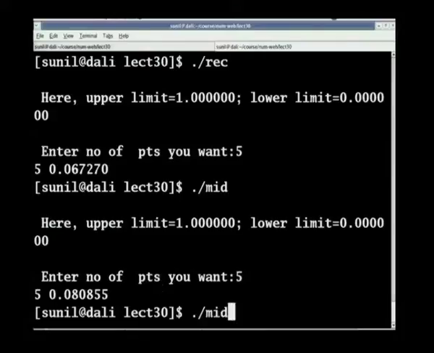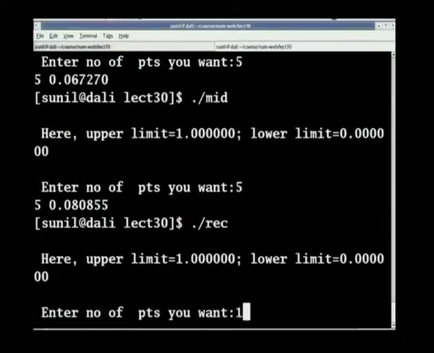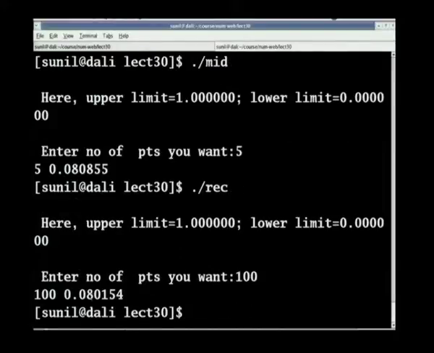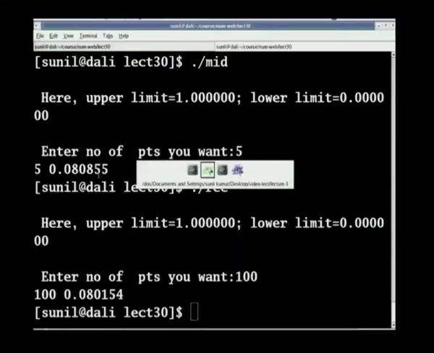Okay, so if you run it up to 100 points, then we get 0.0801. We should get 0.0808, which is the answer. While just running 5 points using the midpoint, we are already at 0.0808. So there's a tremendous improvement in accuracy by just going to a midpoint method, for this particular function.